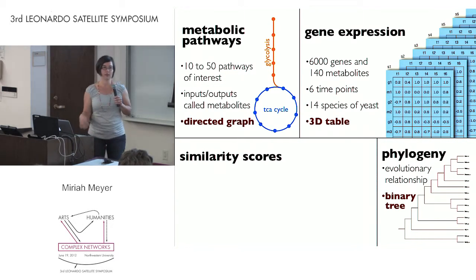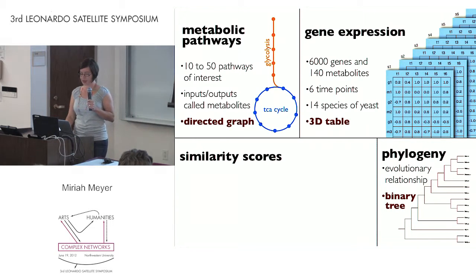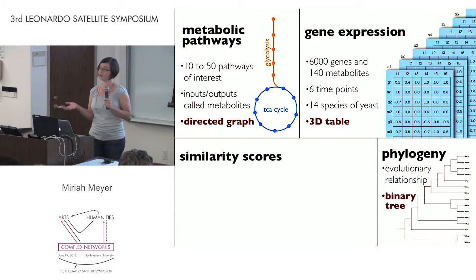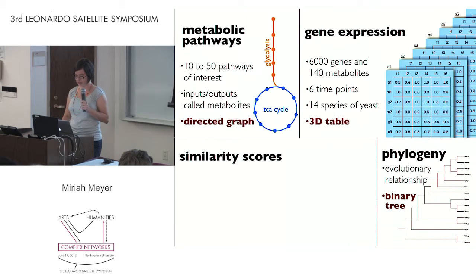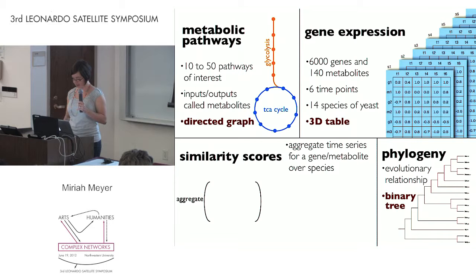And finally, because they were trying to make sense of this large, complex data set, they were doing some computation and computing something that they called similarity scores. So a similarity score is an aggregate of a time series for a gene or metabolite over the species. I'll tell you what that means.